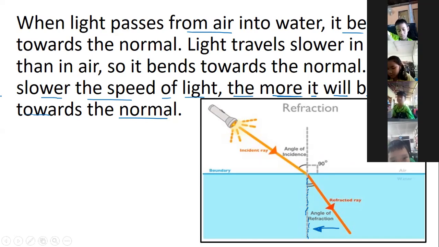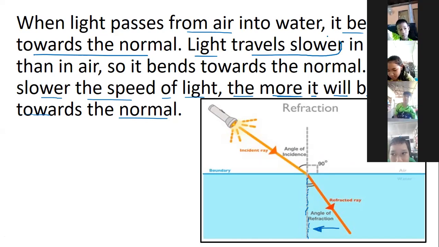If the light passes from the air into water, from the air to the water, it bends towards the normal. Light travels slower in water than in air. What does it mean? Light travels slower in water than in the air.